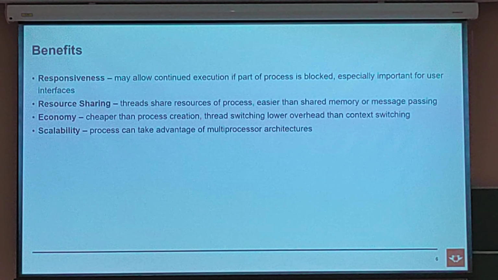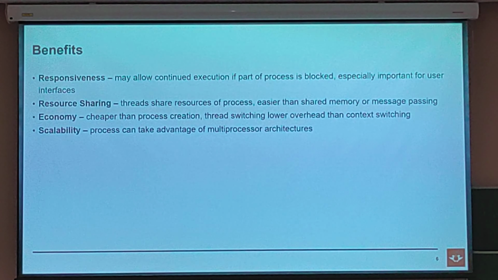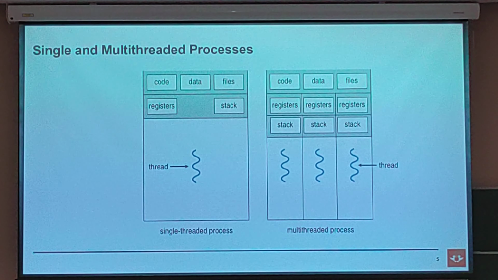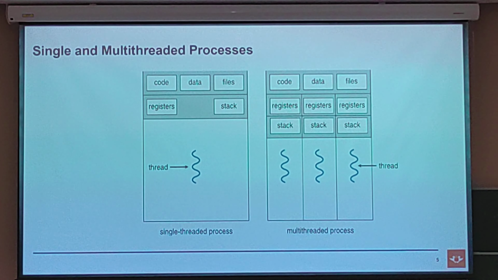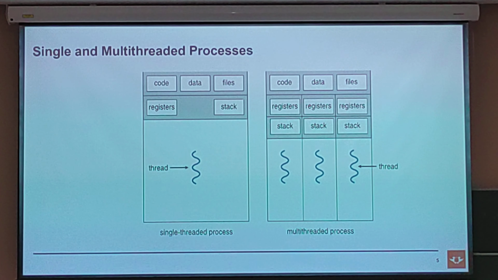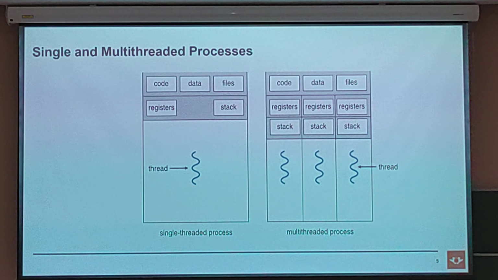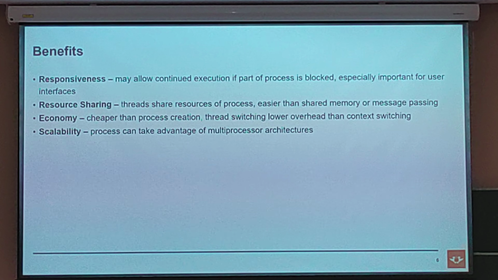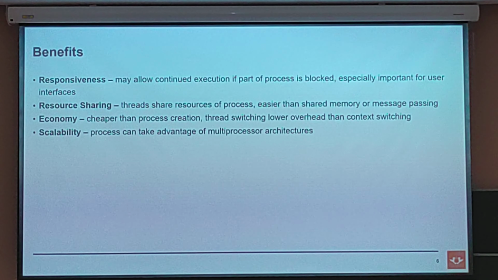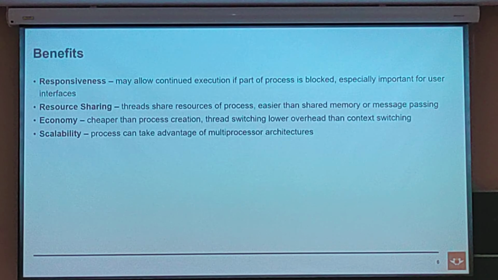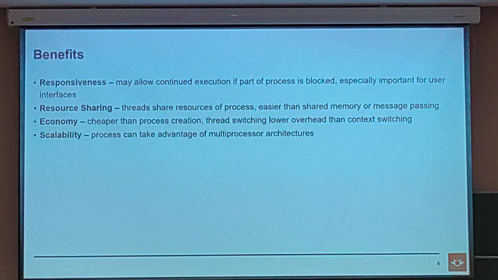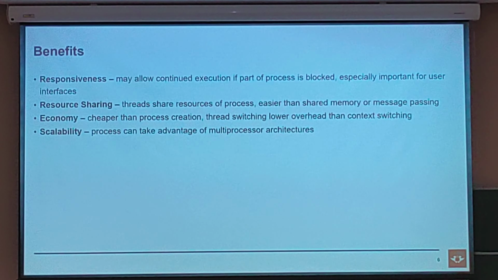Another thing is what they call resource sharing. It is very simple. We've already seen that threads share the same code and the same data. So typically things like global variables are very easy to share between your threads, whereas if you do that between processes, it's a lot more complicated. Remember in the previous chapter we covered message passing and shared memory, which was a lot more complicated.